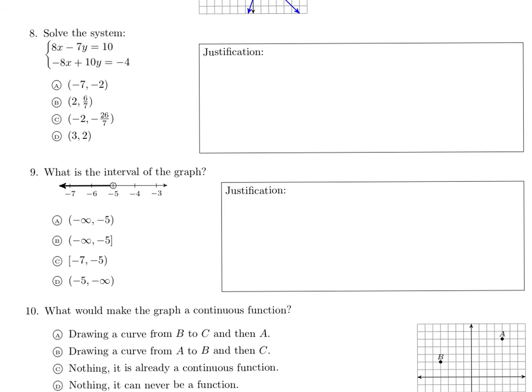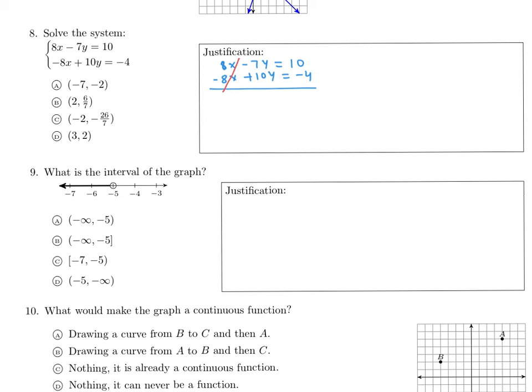So for question number 8, you're going to solve the system of equations and find out the x value and y value by eliminating one of the variables. You're going to rewrite both equations and see which variable we can eliminate. In this one, I can see that the 8 and negative 8 are the same and opposite. So when we add them, we can eliminate them. So eliminate 8 and negative 8.